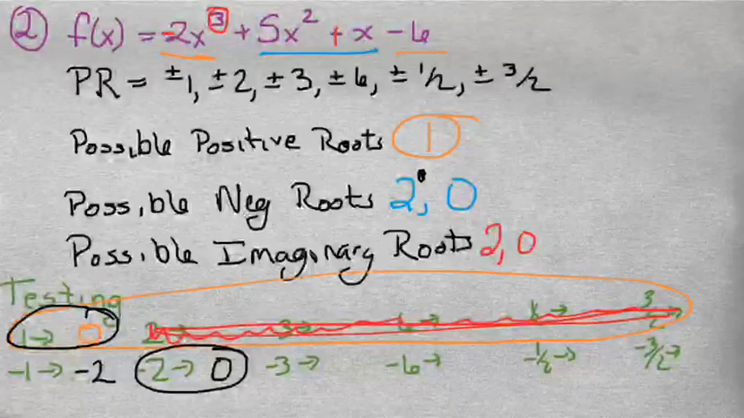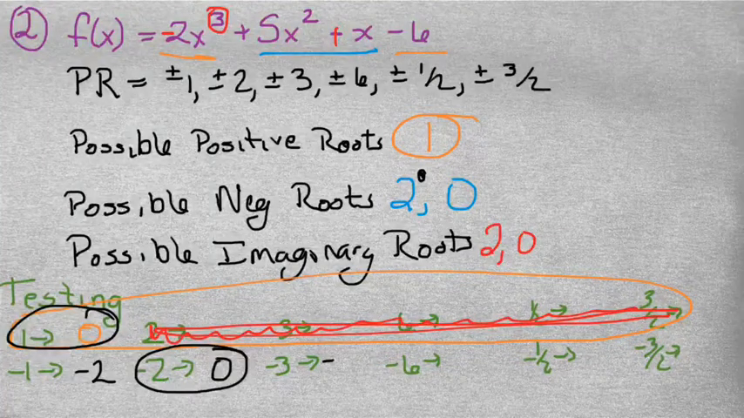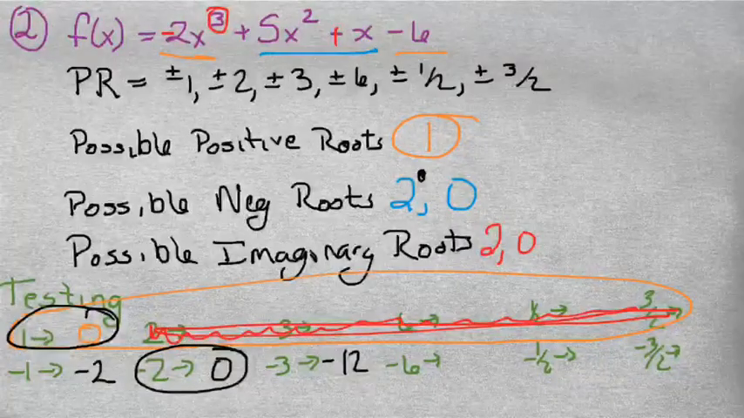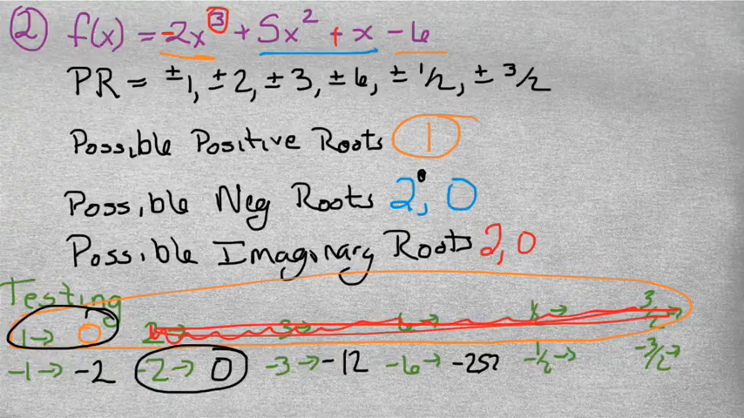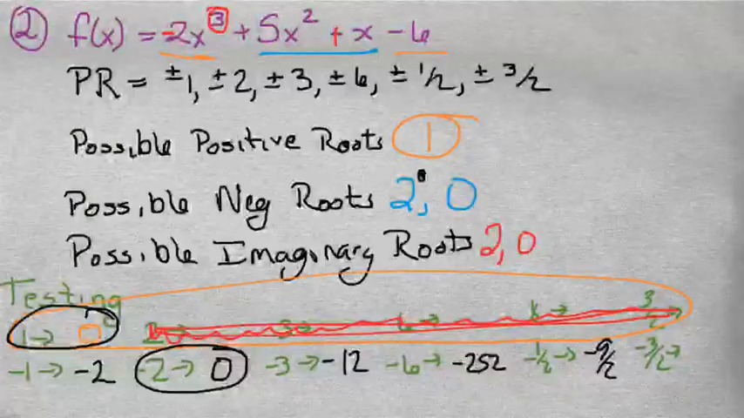So realize any of these could appear more than one time. That's when we have the multiplicities. So -3, when I plug it in, I get -12. -6, I got -252. -1/2, I got -9/2. And -3/2, I got 0.